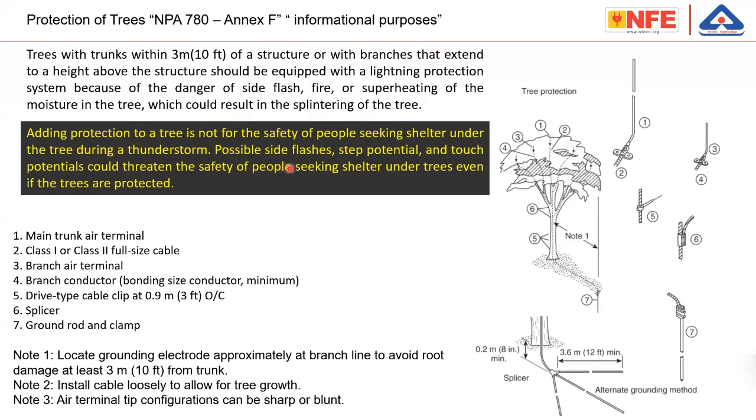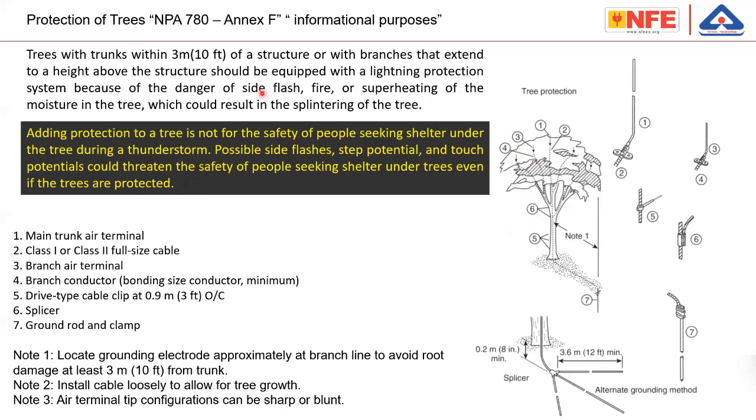The second paragraph of the standard says adding protection to the tree is not for the safety of people seeking shelter under the tree during a thunderstorm. Possible side flashes, step potential, and touch potential could threaten the safety of people seeking shelter under the tree, even if the trees are protected. So please don't try to apply this principle to protect people.